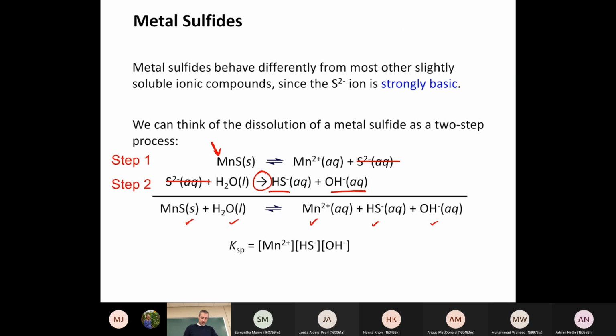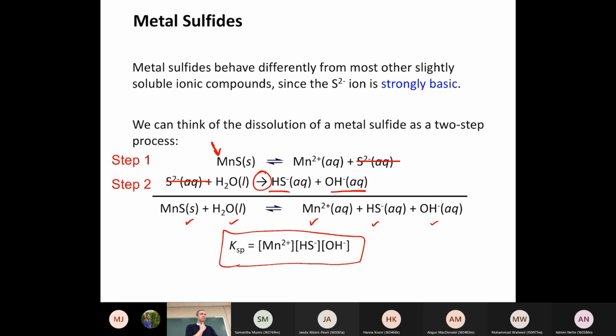So our KSP then just becomes the 3 product ions there: manganese 2 plus, HS minus, OH minus. And we don't worry about the manganese MnS or the liquid water, because both of those, solids and liquids, get activities of 1 and don't appear in the overall equilibrium expression.